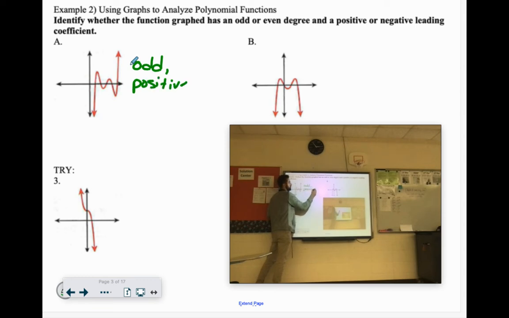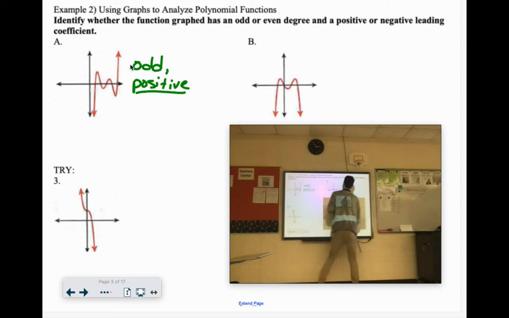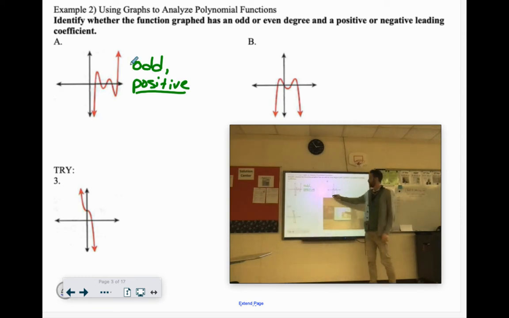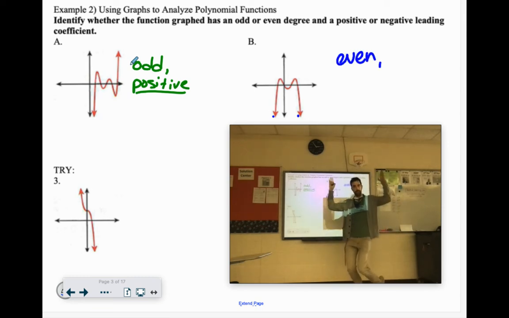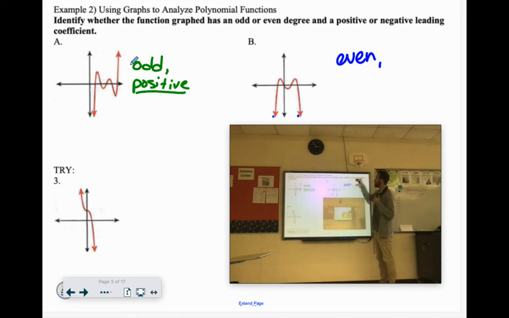Are you sure? I'm positive. This one starts and ends in the same direction, both down, which means it's even. But a positive even degree, touchdown, goes up. So if it's both going down, then that means this would be a negative lead coefficient.